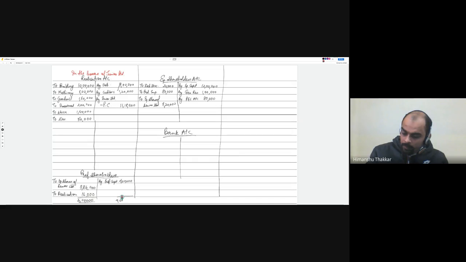Okay. So that is done. Transfer that loss by preference shareholders. Preference shareholders account. That is 16,000 loss which they are incurring.